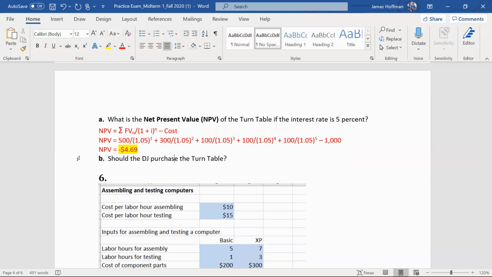So should the DJ purchase the turntable? All the revenue payments are here, and then we subtract the initial cost. That means the investment isn't worth the initial cost, because the net present value is negative 4.69. So the answer here is no.